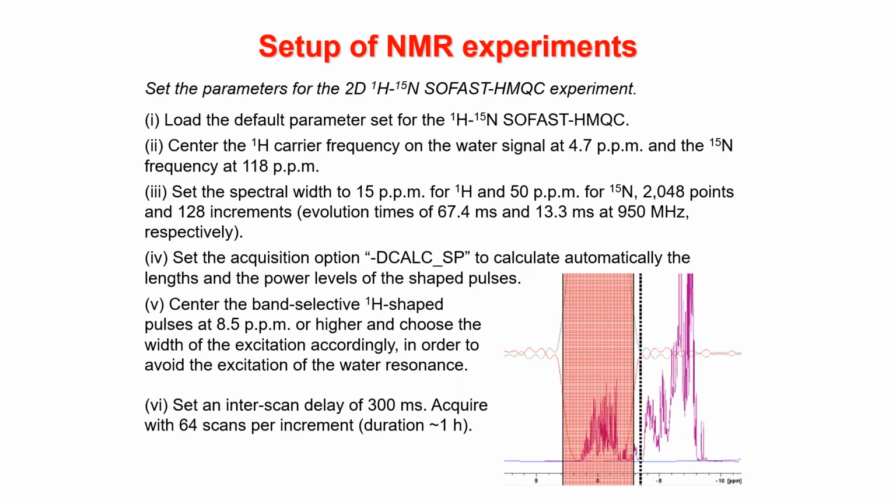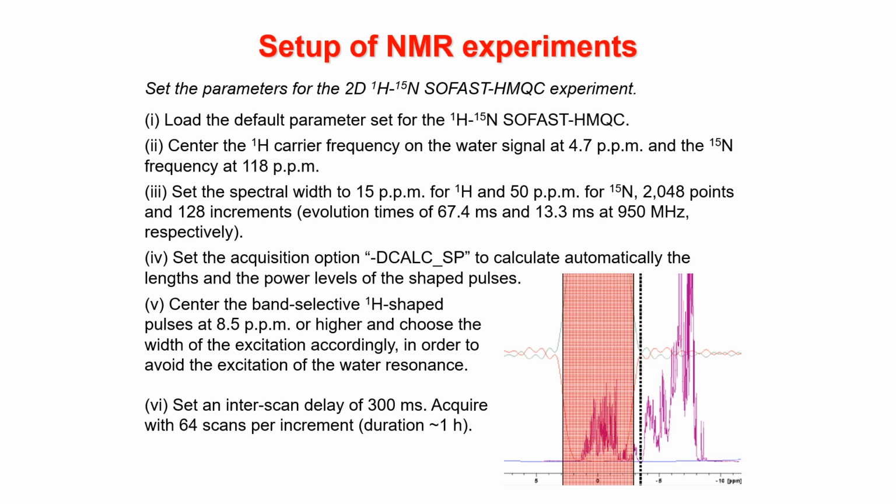So how do we set this up? We usually start by loading the default parameter set for the SOFAST HMQC. Now in modern Bruker spectrometers, everything is mostly already set up. There are a few parameters that are your choice. Like the carrier frequency, we set it at the water signal at 4.7 ppm, and the nitrogen frequency we normally set at 118 ppm.